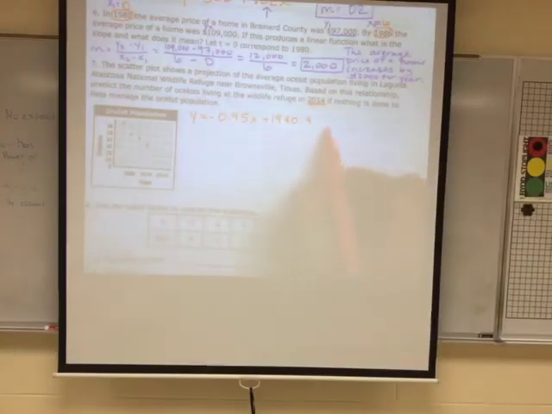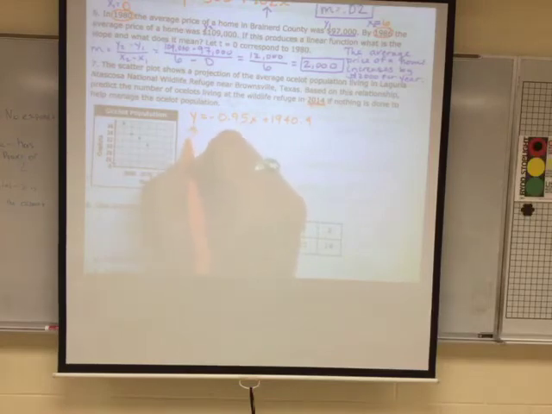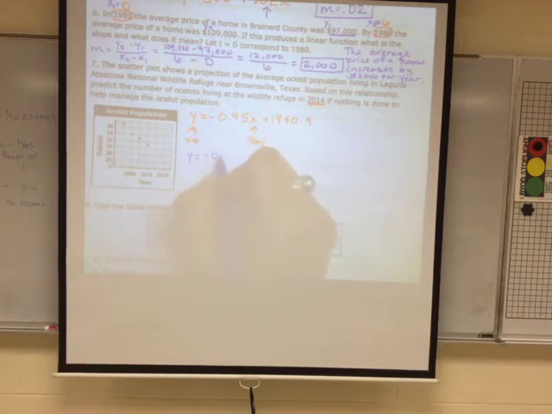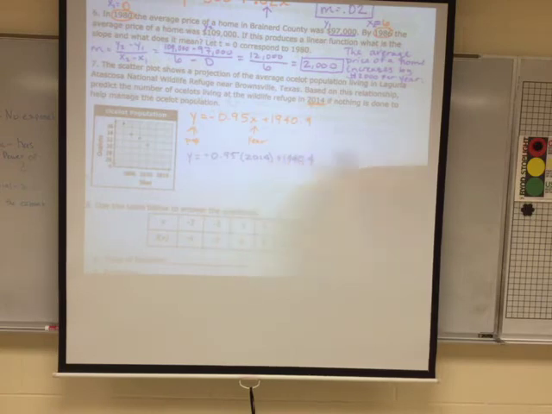So I wrote that equation down. What that means is y is my population, x is the year. So in 2014, I can plug in 2014 for my x value to solve for y. So I have negative 0.95. And see that negative? Remember, we have a negative correlation, so we're going to have a negative slope. So here, negative 0.95 times 2014. That's negative 1913.3 plus 1940.4.